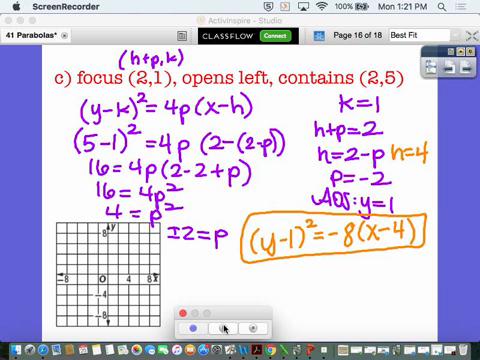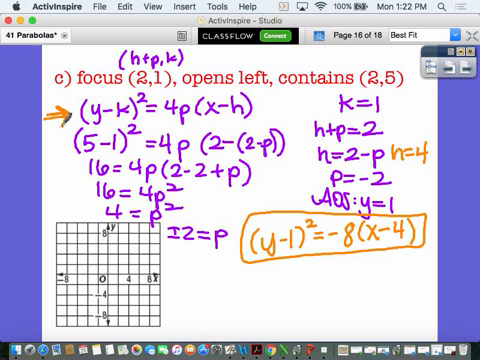Okay, so just to recap before we actually get to the graphing part. We were given our focus was 2, 1, which we knew had to be in the setup of h plus p, k, mostly because it was open to the left. That's how we knew it was h plus p versus something different. And it contained the point 2, 5, which lies on the parabola, which means that you can always plug that in for x and y. So knowing that it opens to the left, we knew it had to be in this general form. Because k was 1, we were able to plug that in. We used the point 2, 5 to plug in for x and y, and then we solved an equation for h and plugged that in.